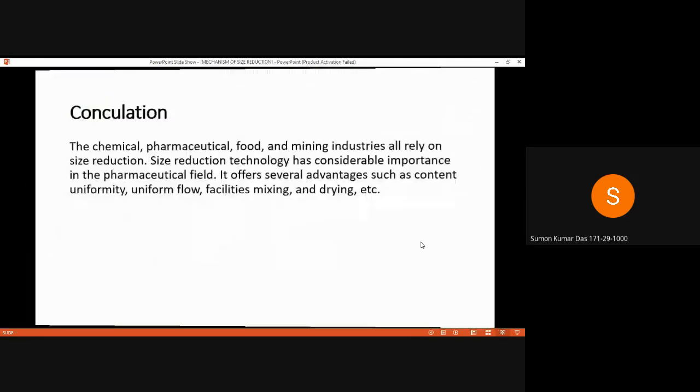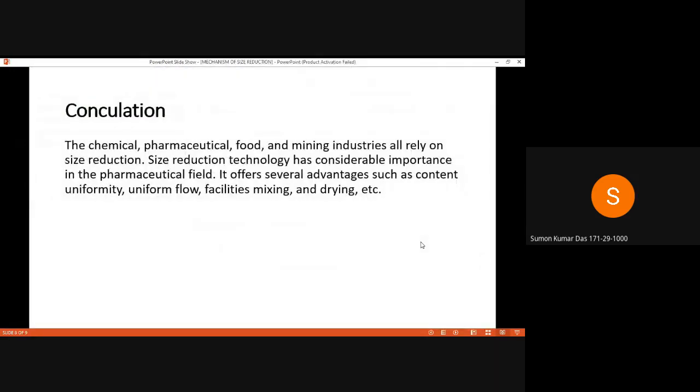Now the conclusion of my presentation. As pharmacists, we need much knowledge about size reduction because in the pharmaceutical field, size reduction is required for several purposes: uniformity of the product, uniform flow, proper disintegration, and dissolution rate of the drug. We must require the proper size of the particle. Through the size reduction procedure, we can get our desirable size particle. Thank you.